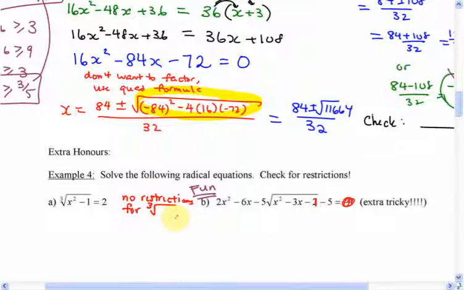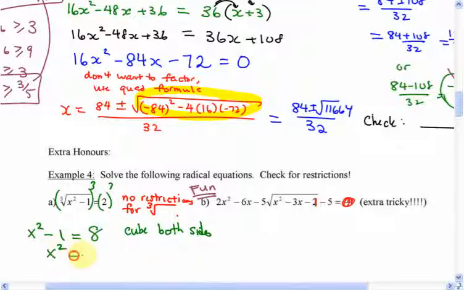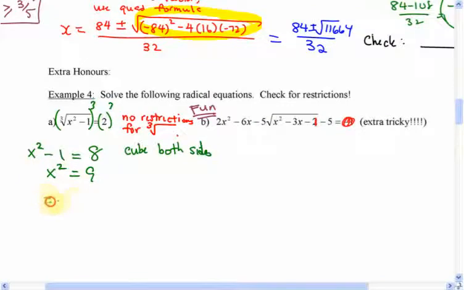Now, how did I get rid of the square root again? I squared both sides. So how do you think I should get rid of a cube root like this? Just cube both sides. That's right. Cube both sides. So if I were to cube this and cube that, well, I just get x squared minus 1 on the left. 2 cubed is just 8. So what happens here? x squared equals 9. x equals plus or minus 3. These are too easy. Now, once again, you should check.